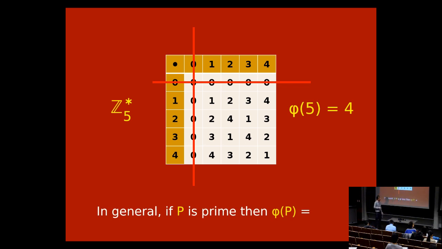In general, if p is prime, then phi of p is p minus 1. Remember, it's the number of things in this table. All of the numbers mod a prime have GCD 1 with it, except for 0.